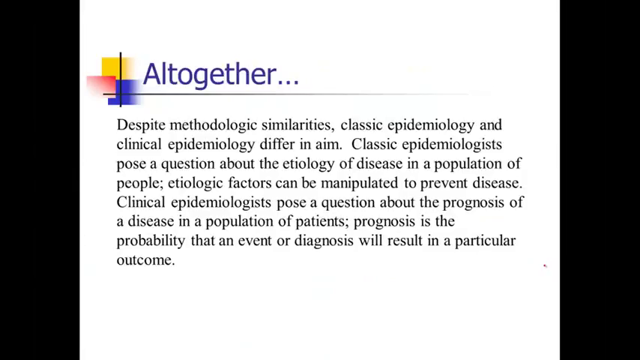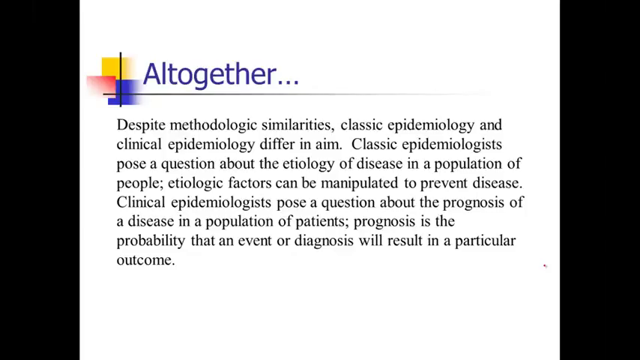So despite methodologic similarities, classic epidemiology and clinical epidemiology differ in aim. Classic epidemiologists pose a question about the etiology of a disease in a population of people. Notice that I stuck in the little definition of etiology with a semicolon there. Etiologic factors can be manipulated to prevent disease. Clinical epidemiologists pose a question about the prognosis of a disease in a population of patients.